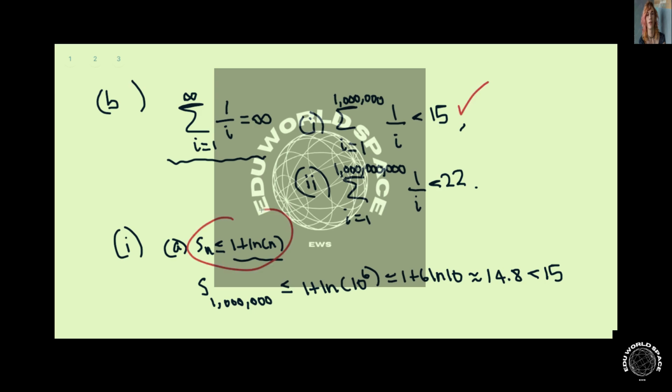Similarly, using this again, plug in 1,000,000,000 for n. Here I'll write it in scientific notation, that's 10 to the 9th, so we get 1 plus 9 natural log of 10. Now we'll go to the calculator. This is about 21.7, which is indeed less than the desired 22, and that confirms the second inequality.